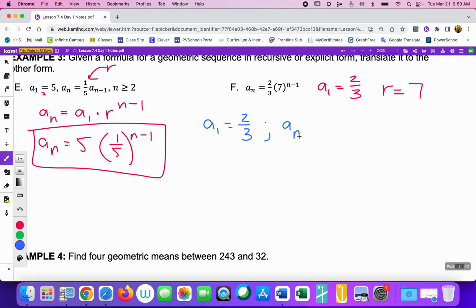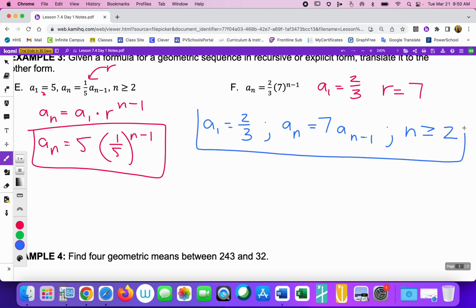Now A sub n equals R, which is 7, times A sub n minus 1. That's always there. It's just R times whatever term it is. And then, we talked about that yesterday. It's just the limit on the domain, and it has to be at least 2, because you would use it on the next term. So that is the recursive form of that explicit. You'll have a couple of these in your homework also. As long as you can figure out what A1 is and what R is and where they go in the other form, you should be okay. But we got to practice with both forms.